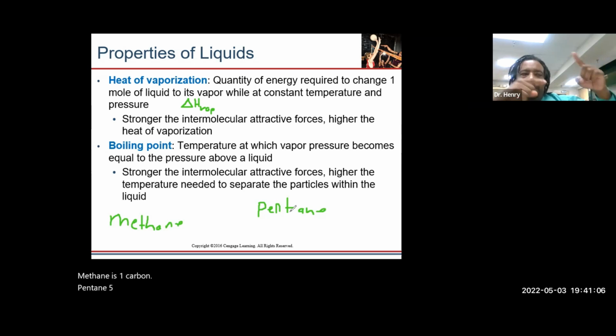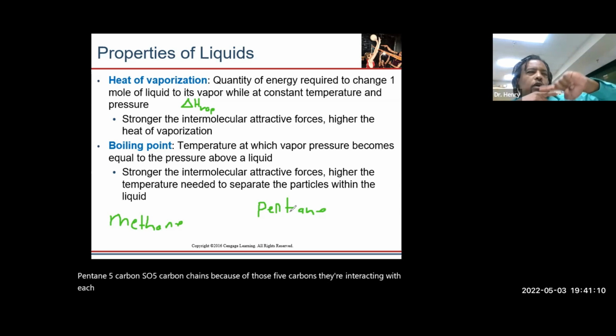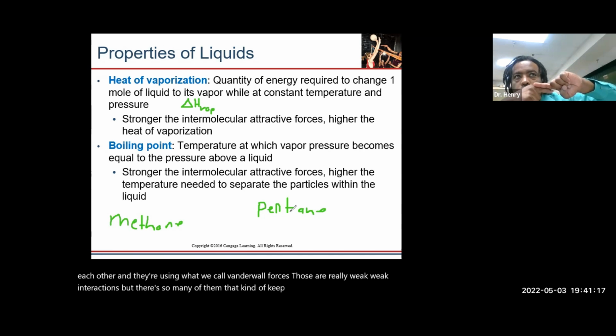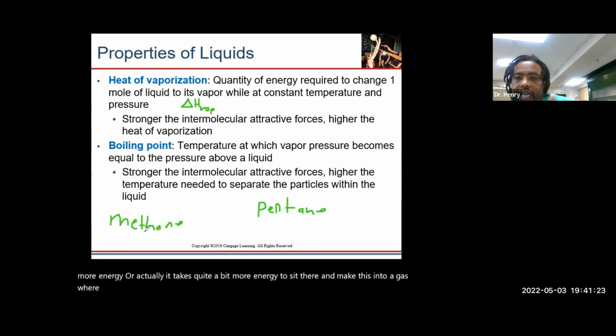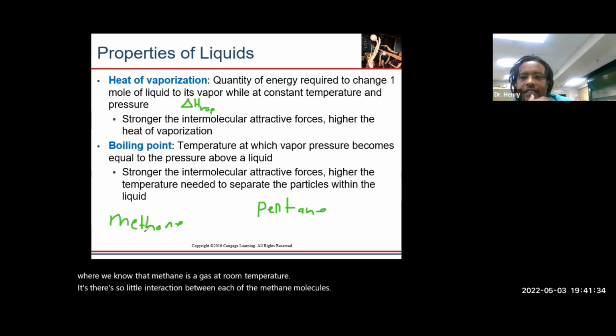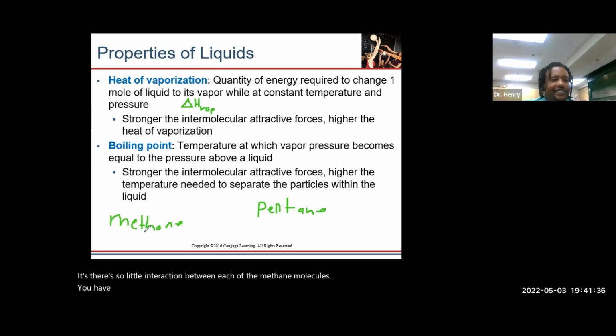So 5 carbon chains, because of those 5 carbons, they're interacting with each other, and they're using what we call van der Waals forces. Those are really weak interactions, but there's so many of them that kind of keep them together. So it takes quite a bit more energy to make this into a gas. Well, we know that methane is a gas at room temperature because there's so little interaction between each of the methane molecules. You have that? Yeah, right.